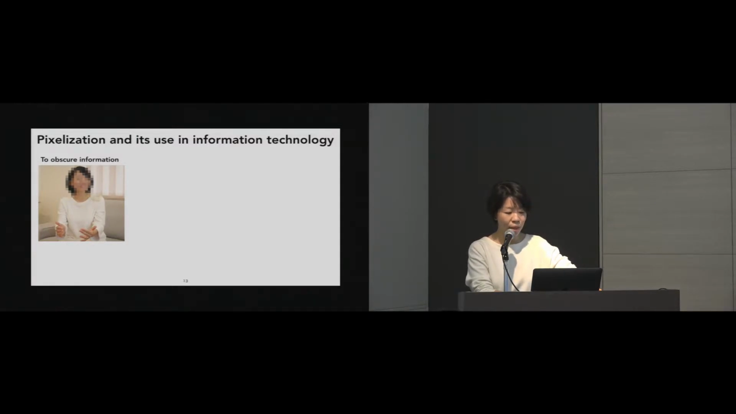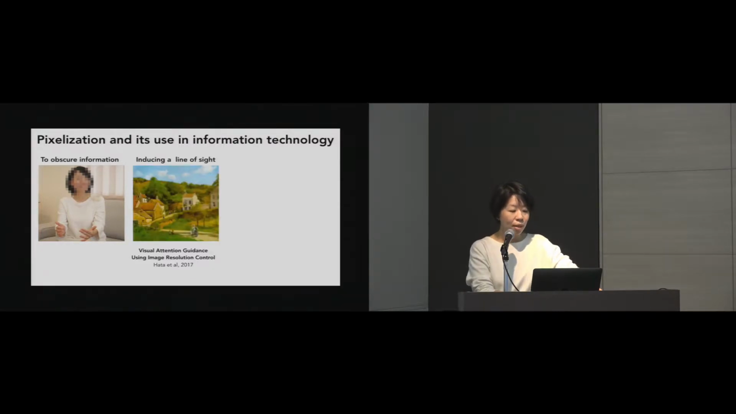Information technology mainly uses pixelization to obscure information. However, there are other studies that use pixelization for unique uses or effects. Hatters have utilized pixelization for inducing a line of sight without it being noticed. By blurring the area that is not intended to be focused on, the area that is intended to be looked at became more visible, and the viewer unconsciously guides the line of sight to the area with a strong edge.